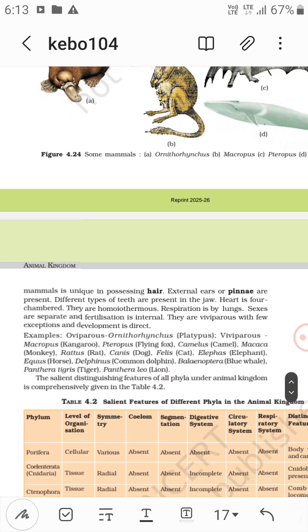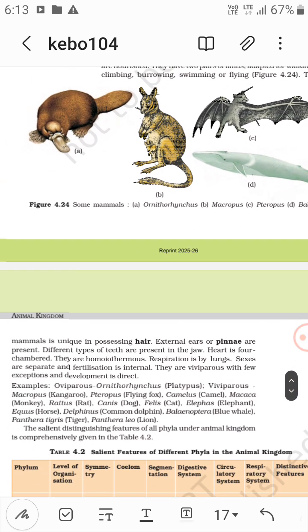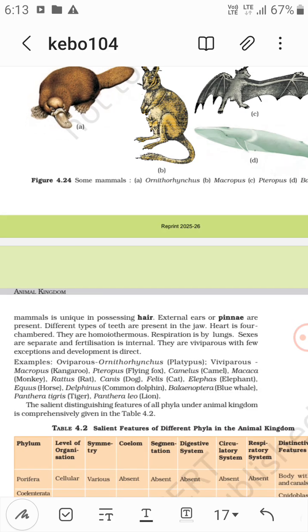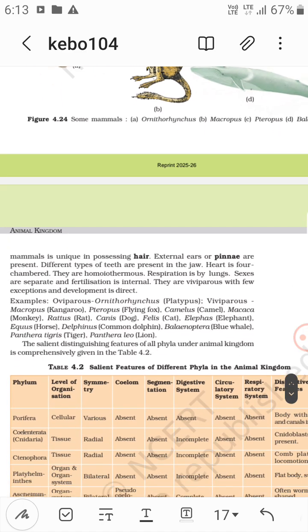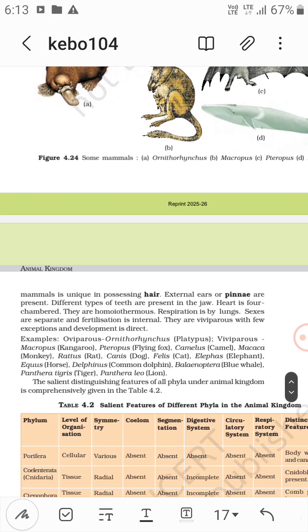The skin of mammals is unique in possessing hair. External ears or pinna are present. Heterodont, 4-chambered heart, homeothermous. They are viviparous with few exceptions and development is direct. Examples: oviparous, Ornithorhynchus, that is platypus. Then viviparous, Macropus, that is kangaroo. Macropus, they are kangaroos, Australians.